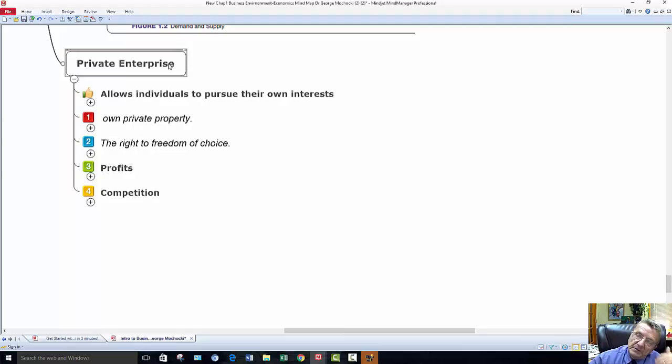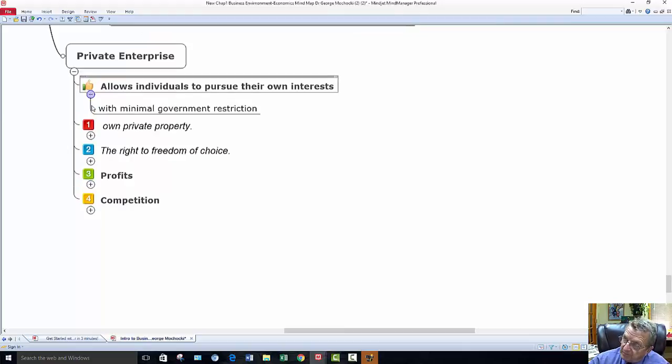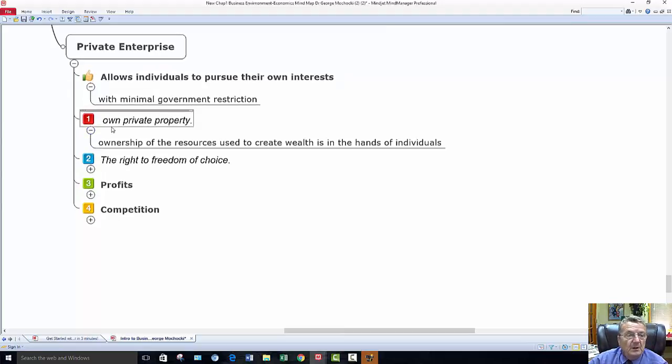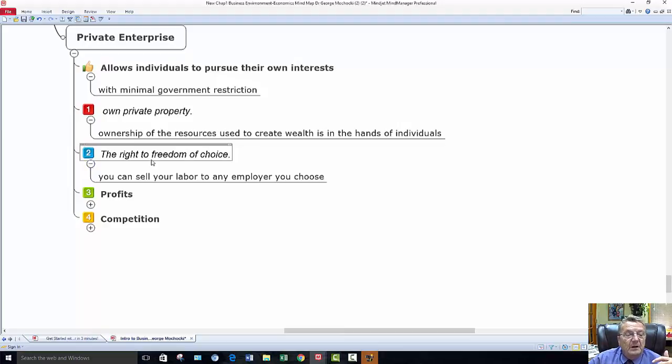Okay, private enterprise. For me to want to open up a business allows individuals to pursue their own interests. That's part of it, and I think it's something that Roosevelt came up with, or John F. Kennedy, I forgot which one came up with the rules for private enterprise. For me to open up, I have to be able to own my own private property, at least some part of it, so I have some input into it.